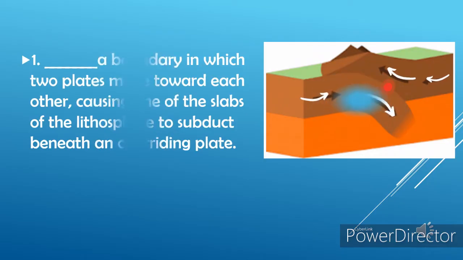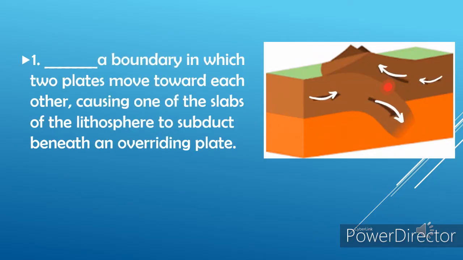Number 1. Blank is a boundary in which two plates move towards each other, causing one of the slabs of the lithosphere to subduct beneath an overriding plate. The correct answer is convergent boundaries.